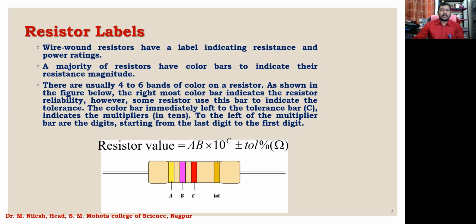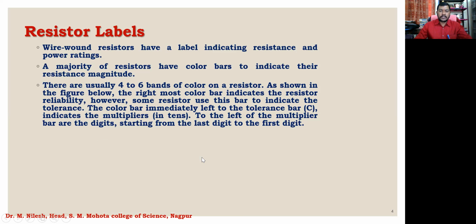I told you that in a resistance there are usually 4 to 6 bands. Those are colored bands on a resistance, according to which we can calculate the value of a resistance. In this example there are 4 color bands. We have written A, B, C, and the fourth one is for the tolerance, written as TOL, right? So in all there are 4 bands in this resistance, according to which we are going to calculate the value of that particular resistance.